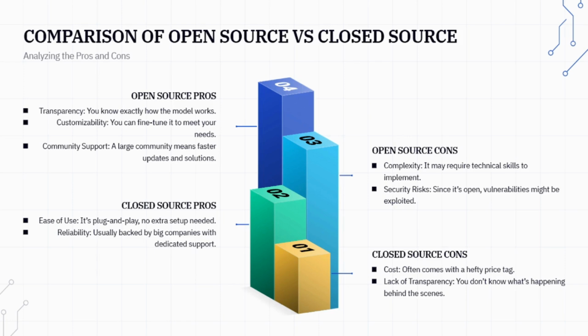Now we're going to talk about the cons of open source models. First of all, here we have complexity. It may require technical expertise to set up and run. Virtual machines are required over here, which are very expensive. And secondly, we have security risk because it is open source, so there is a great chance of vulnerabilities.